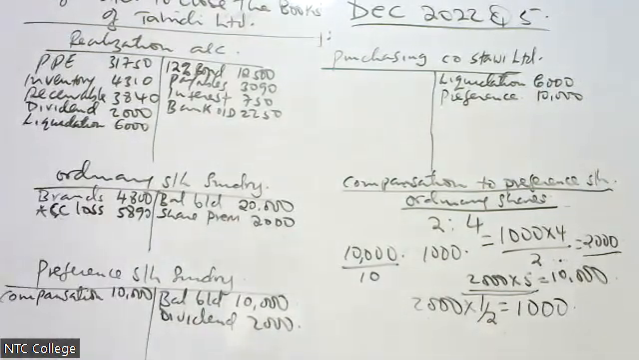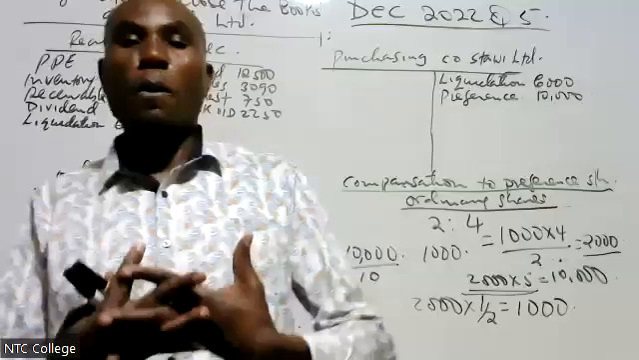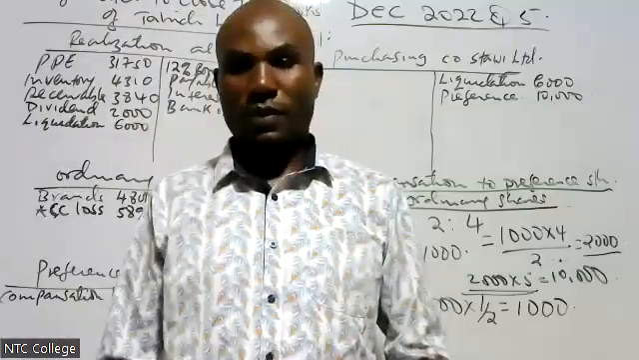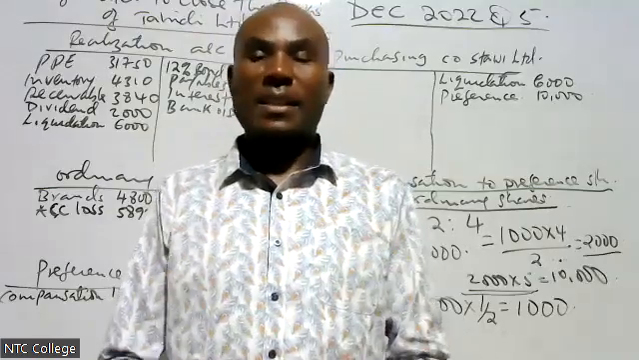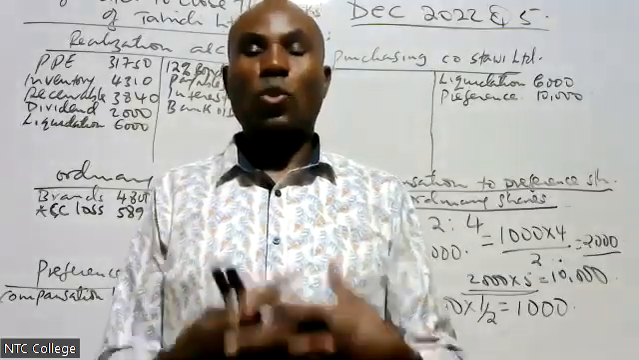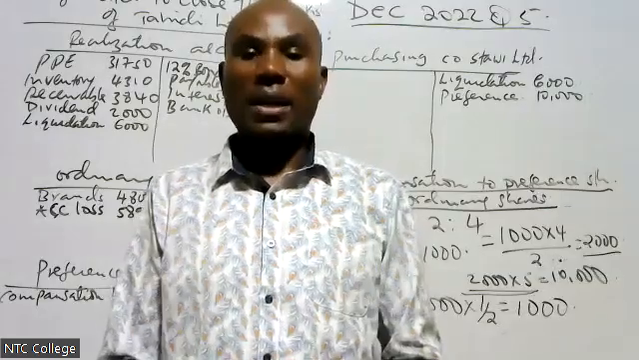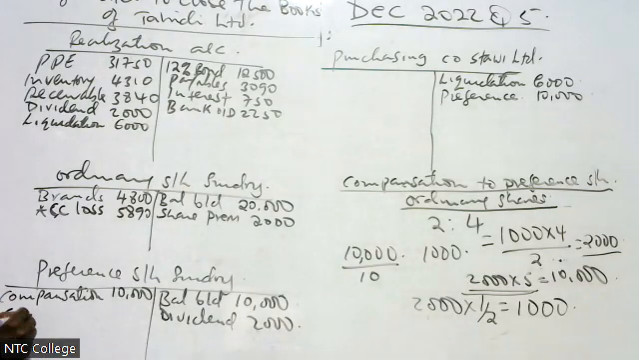Let me pause a bit. This 1,000, we are compensating who? We are compensating for preference dividend. Preference dividend belongs to who? To preference shareholder. Therefore, it means I'm going to compensate preference shareholder. Therefore, in my preference shareholder, I say compensation.